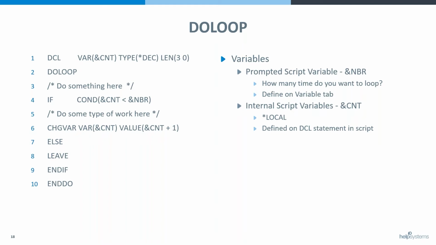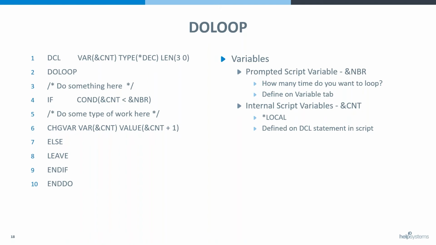What makes this example so interesting is that we have two different types of variables. We have the kind of variable you're all probably familiar with, a prompted script variable, and that's our ampersand NBR. That's the variable that you define on the variable tab of the script. And this for us is going to define how many times we want to loop. We could have hard-coded that, but we're going to ask the user at runtime.